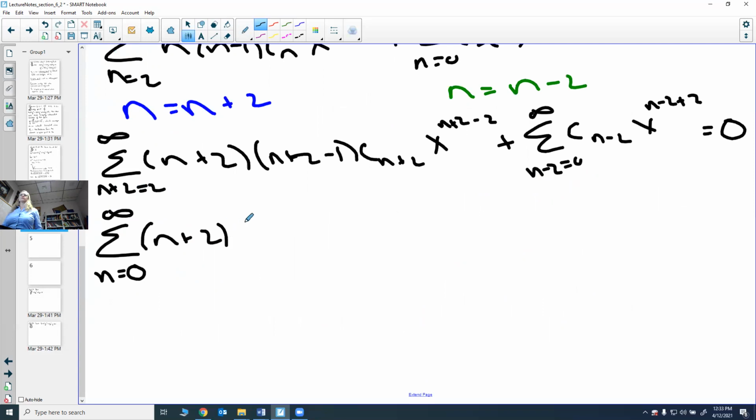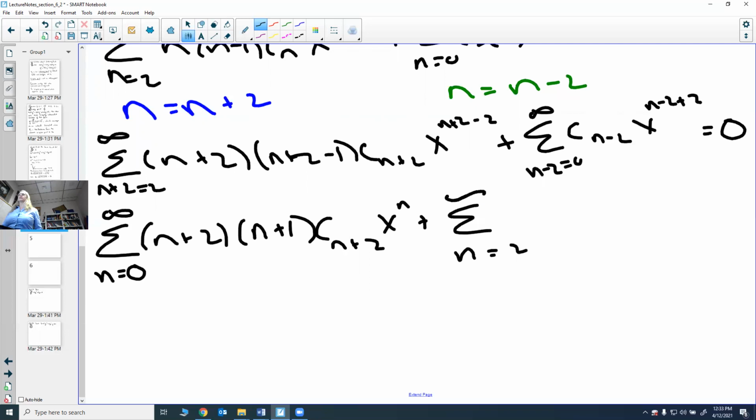n plus 2, n plus 1, c sub n plus 2, x to the n, plus the summation n equals 2 to infinity, c sub n minus 2, x to the n equals 0. So we now have everything in the right format. We want to put these together into one summation because we have x to the n in both of them. But this one starts at n equals 0, and this one starts at n equals 2.